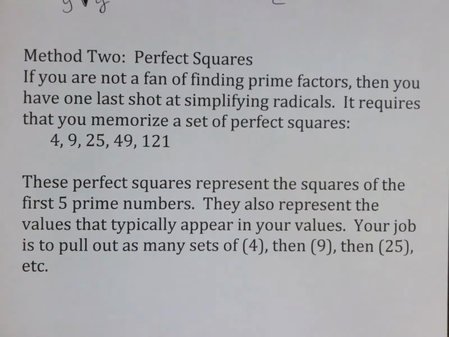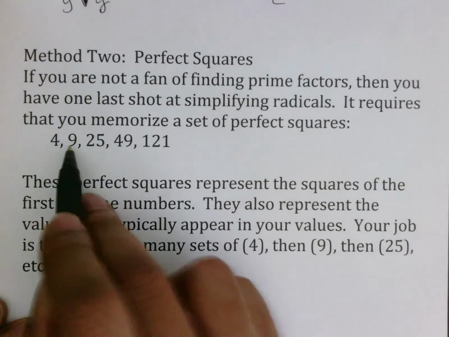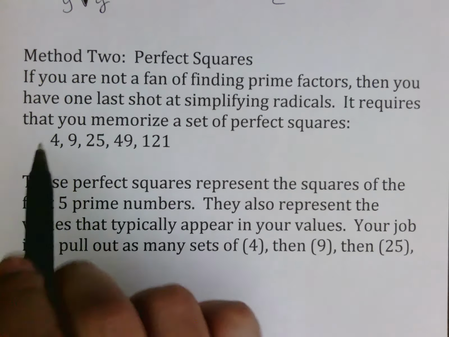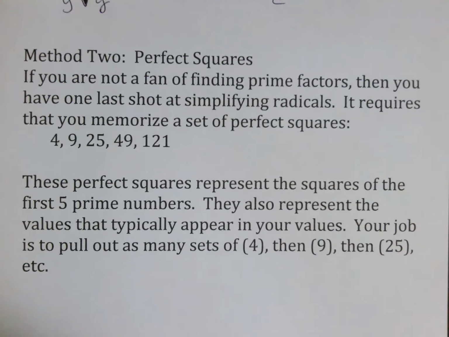And again, your other part is just to pretty much memorize a set of perfect squares. 4, 9, 25, 49, 121. Again, if you don't want to do the prime factorization, then you must have these 5 numbers in your head memorized and known. And every time you do it, you have to think about those 5 numbers, because those 5 numbers will typically break down most of what you're looking at.